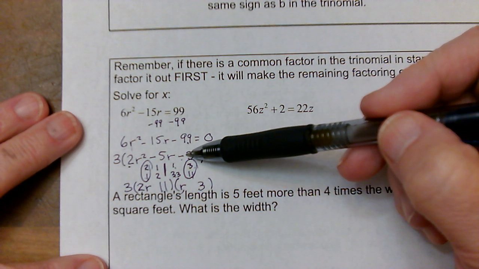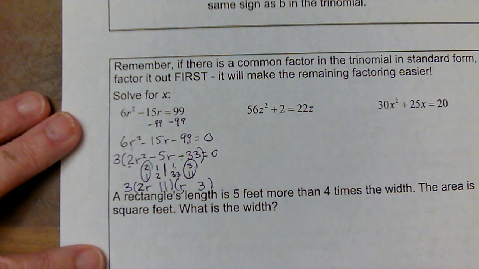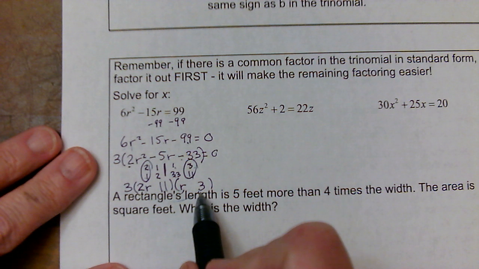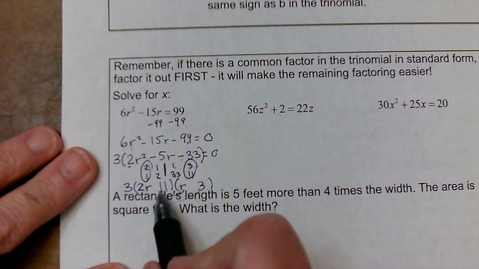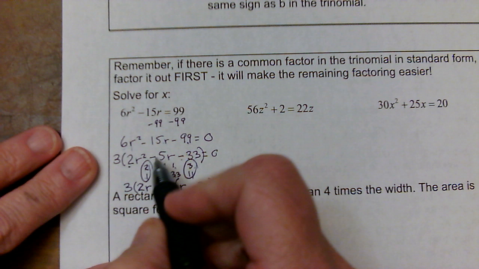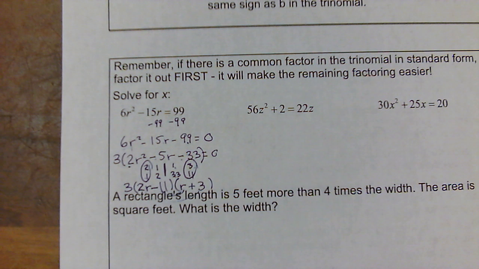Since the constant is negative, we get different signs, and the bigger product gets the same sign as the middle term. Well, the outer product is 6r, the inner product is 11r, so the inner product is bigger, which means this 11 has to get the same sign as the middle, and then this one's going to get the plus.